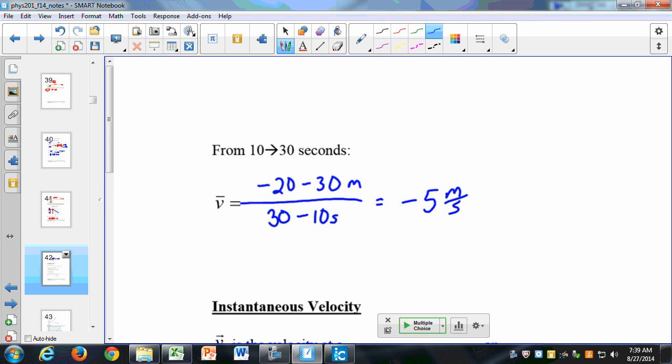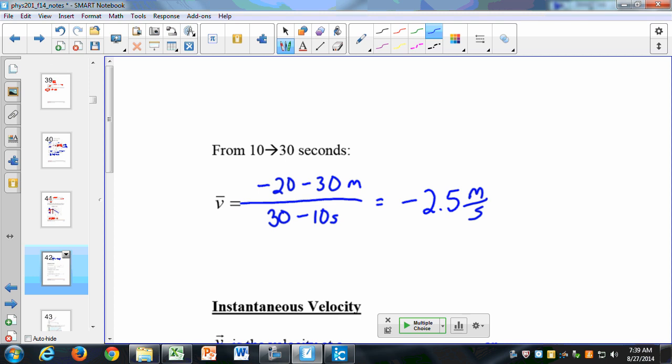Yeah? What is it, 5 over 2? Let's see. Yeah, you're right. So negative 50 over 20. Sorry about that. I had it incorrect in my notes. So that's negative 50 over 20, which is negative 5 halves, negative 2.5. Thank you both.